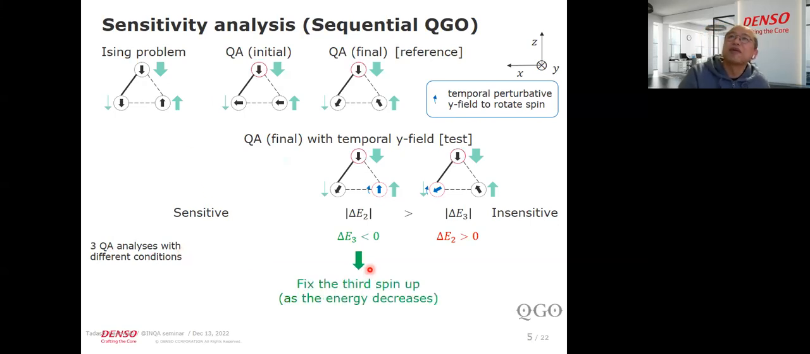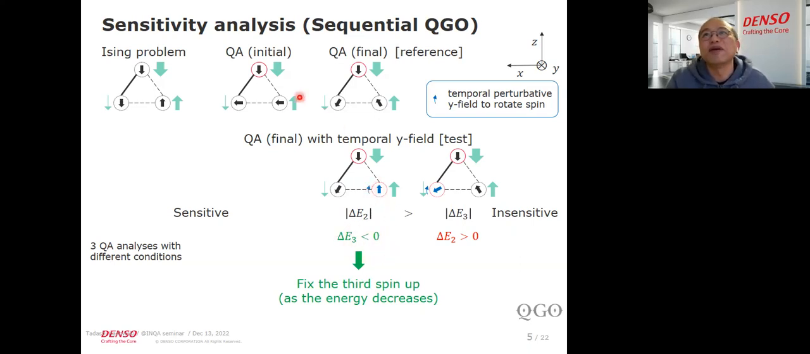And for next time, we want to fix this spin identified in the previous slide. I will describe how to fix this spin, but anyway, we will continue the analysis. So we now have another reference state with fixed spin, and we apply the perturbative Y field for this side and for this side. And delta E is larger for this setting. So we fix this side and see the energy decreases. So this time we fix the south spin up, which is preferable because energy decreases.